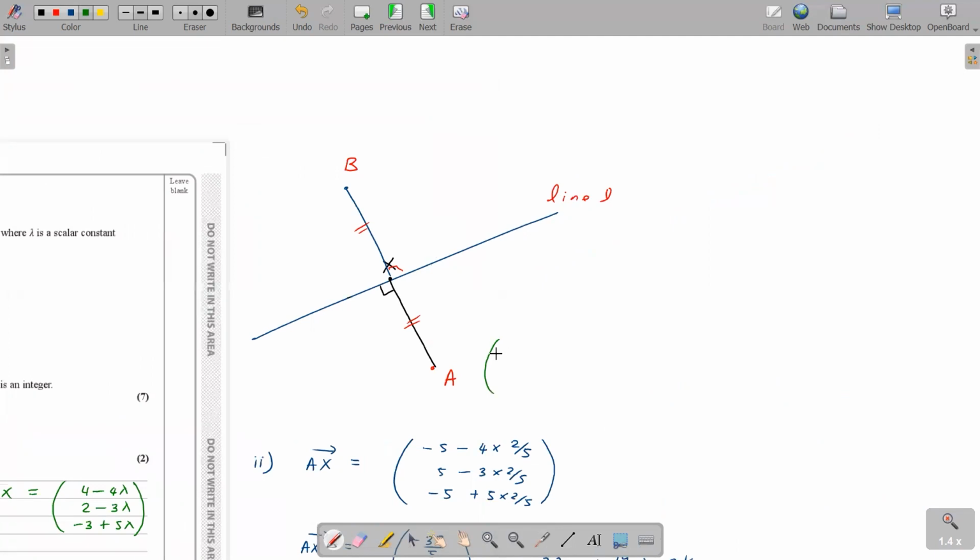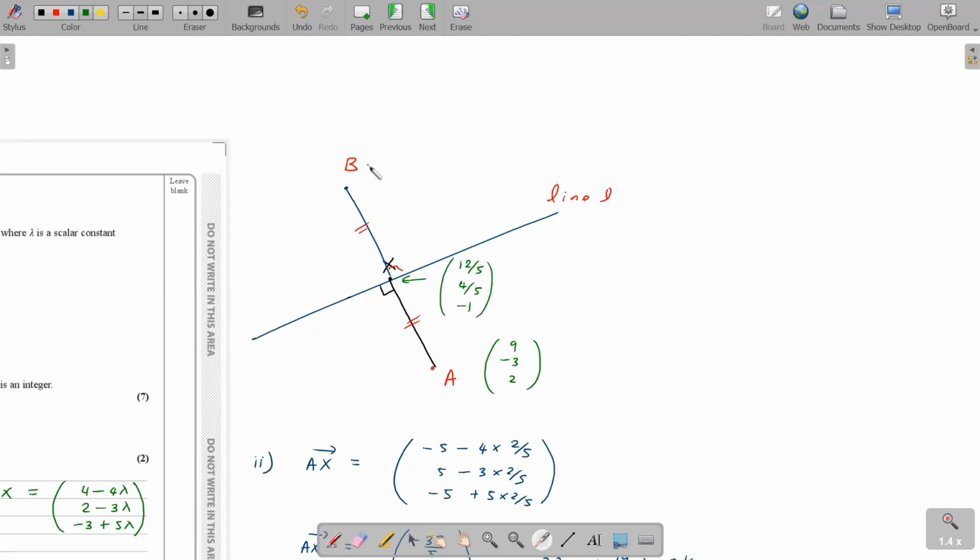A coordinates are 9 minus 3, 2. We just found the X coordinates, right? What was the X coordinates? 12/5, 4/5. So this is the X coordinate.